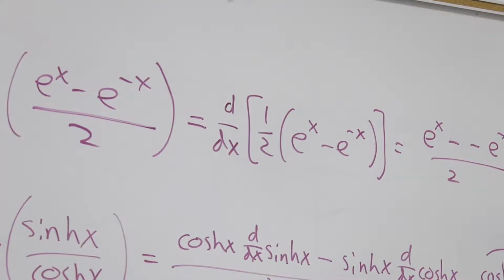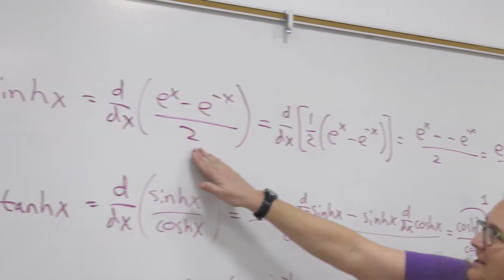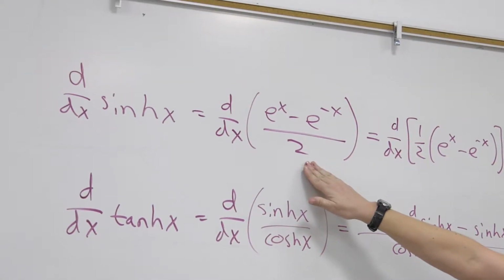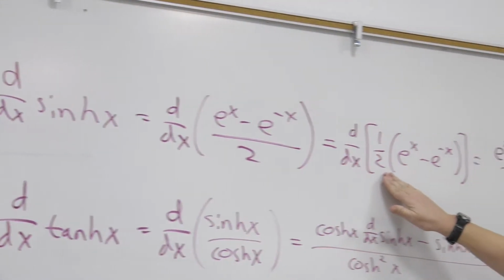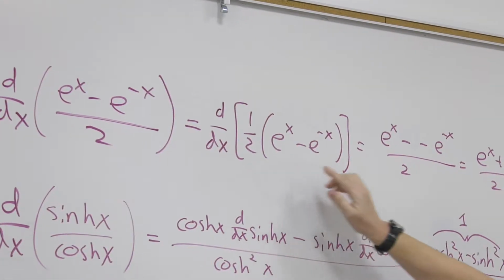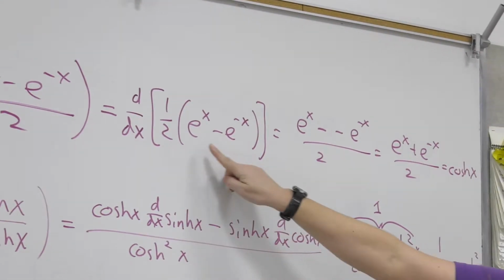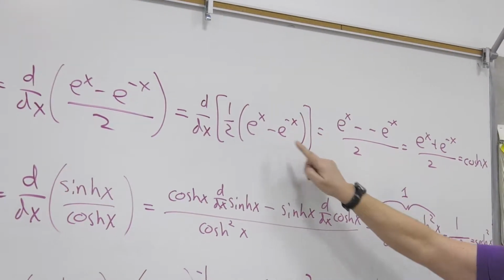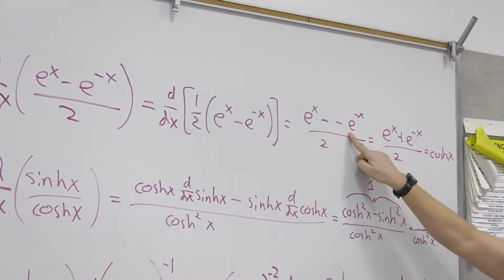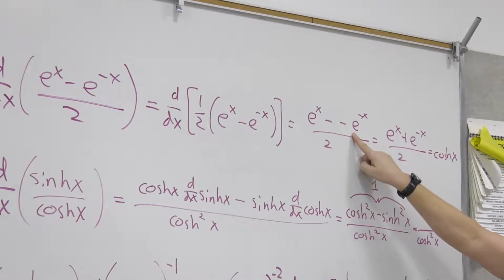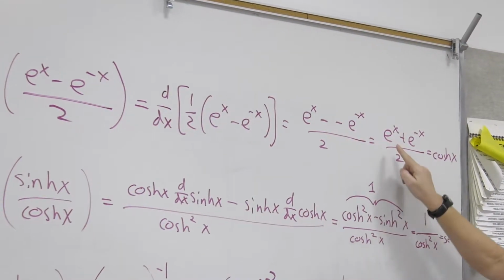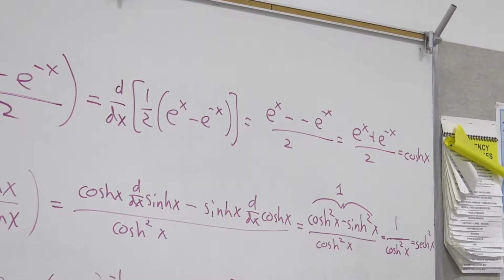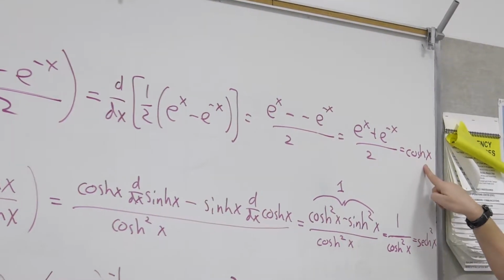Okay, so here we've got our results. We can see for sinh, we rewrote it in terms of the exponential function. Again, factored out that constant. So we get that same constant times the derivative of e to the x, which is e to the x, minus the derivative of e to the negative x, which is the opposite of e to the negative x, again by chain rule. These 2 negatives cancel, so we get e to the x plus e to the negative x over 2, which happens to be cosh of x.